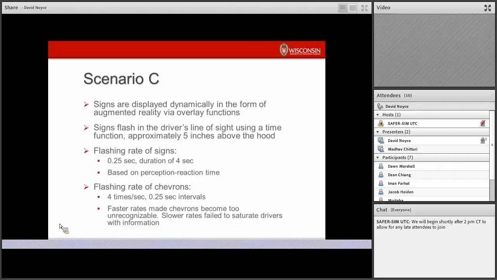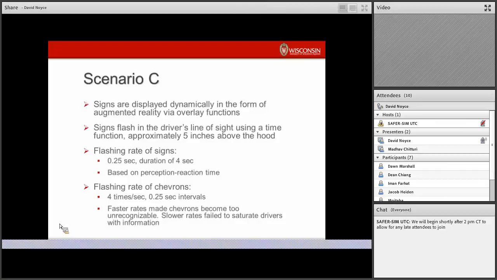We have some dynamic elements to the sign presentation that I'll show you by video in a second. The signs were displayed dynamically in the form of an augmented reality using, I guess, an overlay function. Maybe that's more information than we really need to talk about here. But as I showed you in the photograph before, it was a way to make it, frankly, a little bit easier to operate within the driving simulator environment.